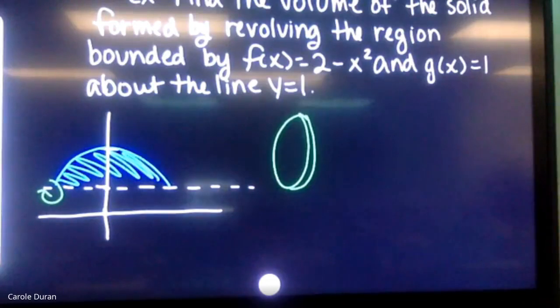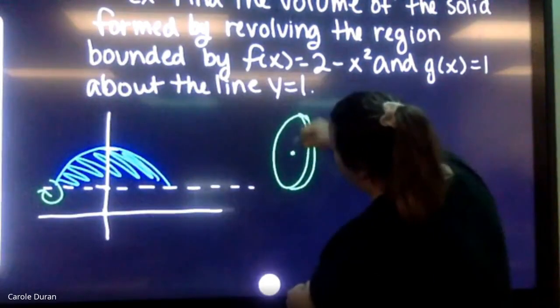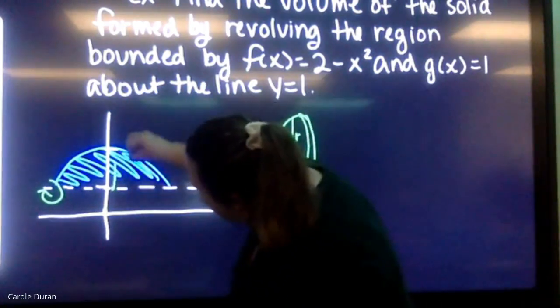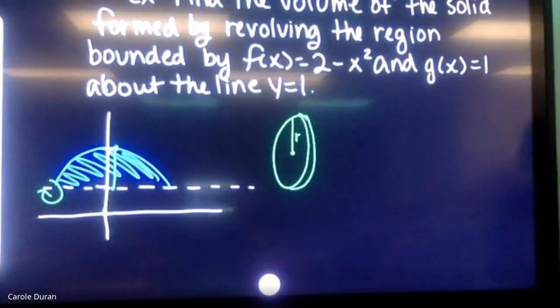Okay, so now what do I need to know in order to solve this problem? The radius. On each of these discs, my radius goes from the center to the outside. Essentially, it goes from here to here. Why did you know it was f of x minus g of x? Because we did that yesterday.